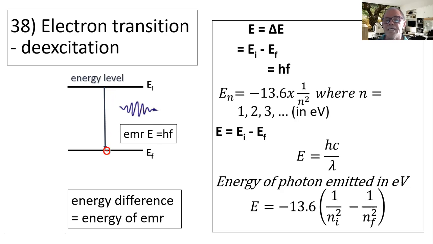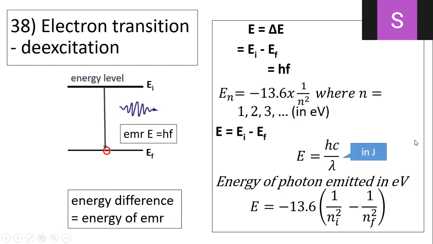Any comment or anything that is not clear so far? Remember, this is in joules and this is in electron volts. Don't get confused. You have to convert to joules first before it can work out. So this one will be in electron volts also.